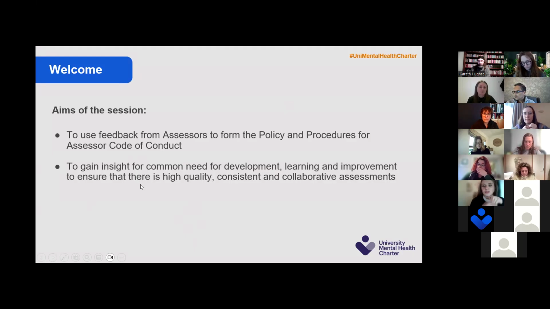We need to be able to have a common, consistent approach, and that need for development and learning to make sure that assessments are collaborative, as I say, and consistent and high quality. We need those assessments to be a rewarding experience for the universities, but also for you all. I appreciate that the reasons are multiple about why different individuals become an assessor, but that opportunity to go in to see best practice, to see other institutions, how they operate, and to learn yourselves and have that opportunity to work with peers is really important.